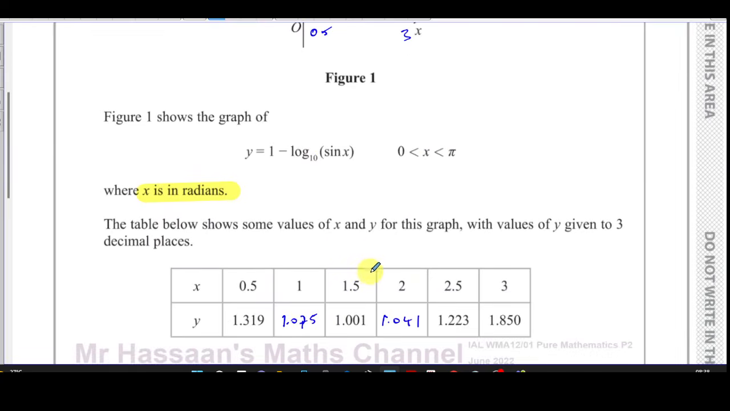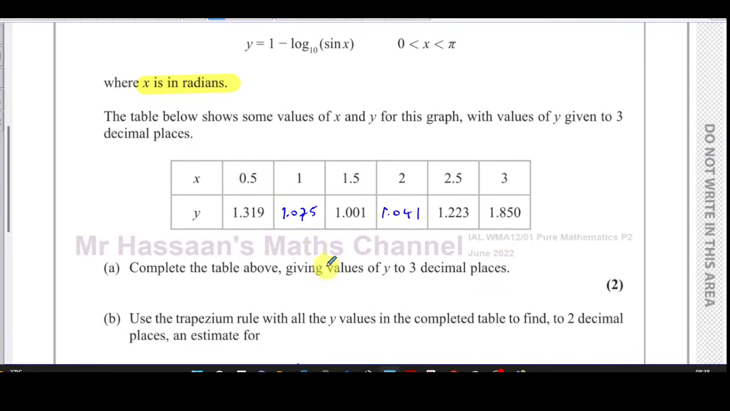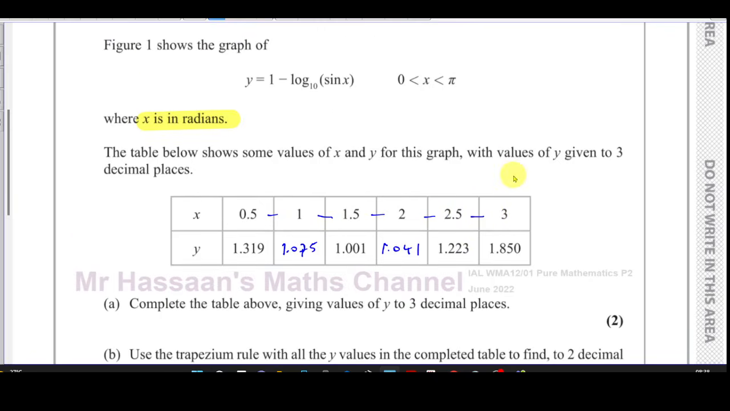So we need to split this up into a number of trapeziums. The number of trapeziums is going to be the number of gaps between these: 1, 2, 3, 4, 5. That's 5 trapeziums. That's what we're going to have here.